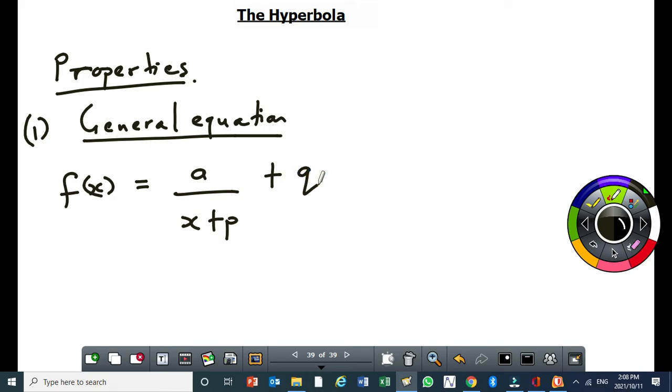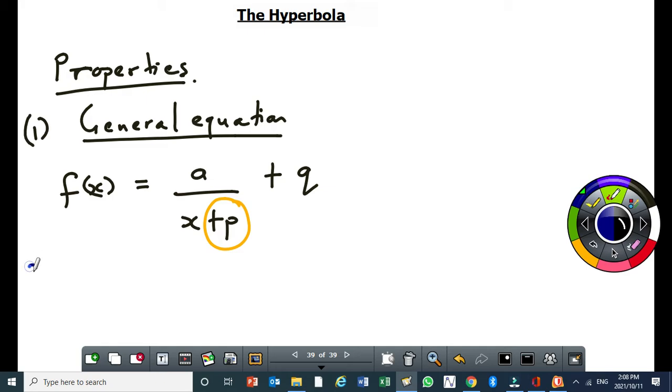In grade 10, you didn't have this plus p because there was no horizontal shift. Okay? There was no horizontal shift. But now in grade 11, because of horizontal shift, you're going to have that. Last year, you had the positive q. That's familiar to you. So this is the general equation which I'm going to teach you from.